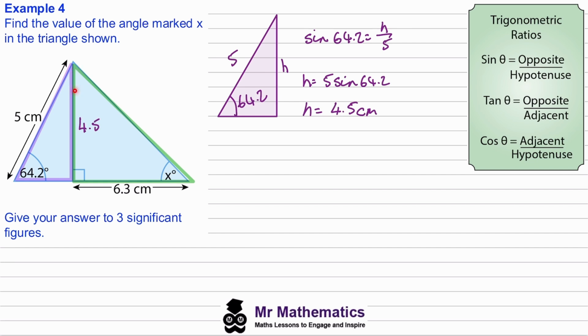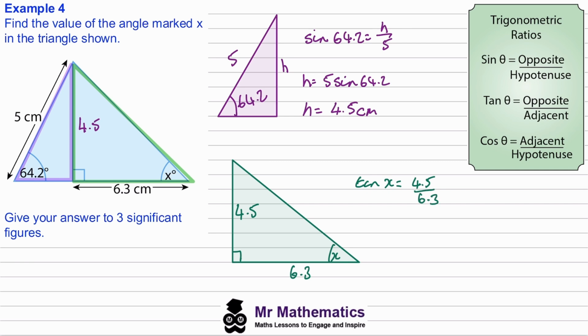So now we have the height and the base of our green triangle, we can work out this angle. So we'll sketch the green triangle. We want to find x. We know the base is 6.3 and the height is about 4.5. So because we have the opposite and the adjacent, we're going to use tan. So the tan of x will be the opposite, I'll just show on its right angle, divided by the adjacent 6.3.